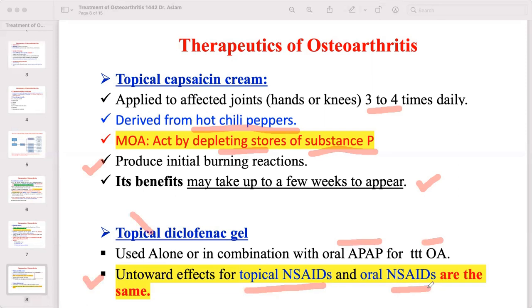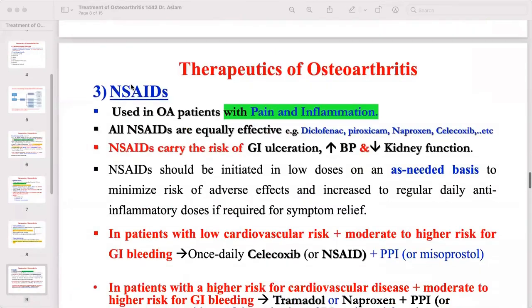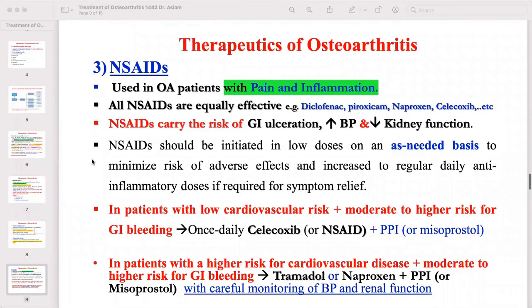So it will increase the additive adverse effect, since the adverse effects of oral non-steroidal anti-inflammatory drugs and of topical non-steroidal anti-inflammatory drugs are the same. So it should be avoided. But we can use it with acetaminophen. Non-steroidal anti-inflammatory drugs.